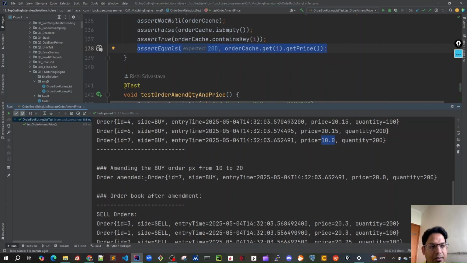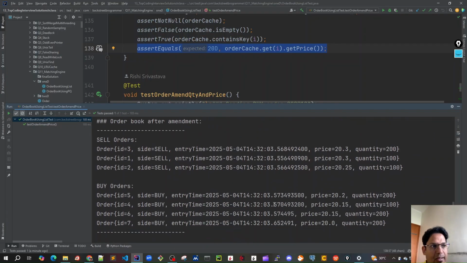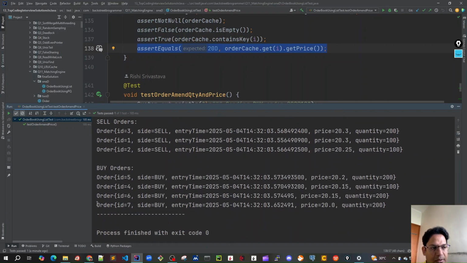After that, I have tried the amendment from 10 to 20, and this is what I expect: that the order should be amended, and it should be shown here in our order book. So we can see that the price has been amended to 20. So this is all about amendment of an order for price only.